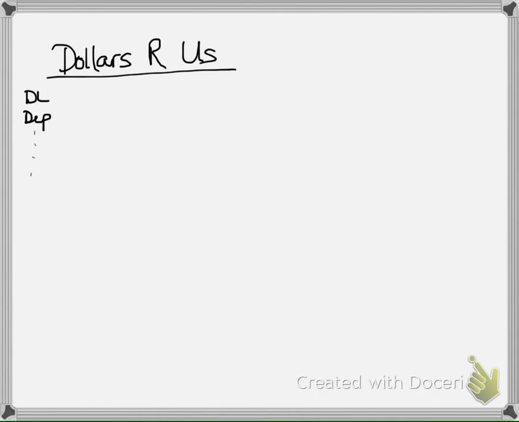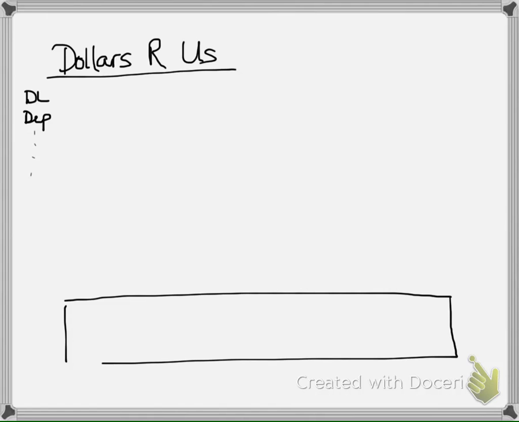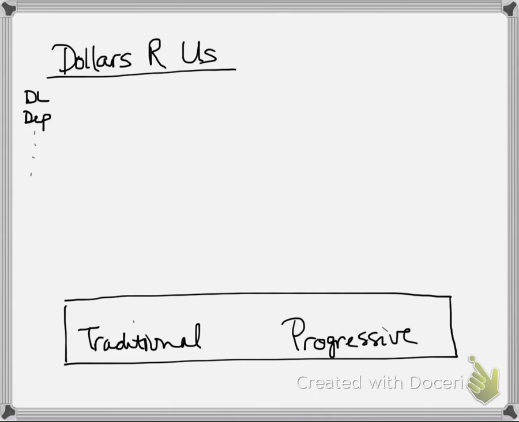When I'm looking at dollars RS, my ultimate goal is to actually figure out the cost of both traditional customers and what we're referring to as progressive customers. And the first thing I want to do is separate my costs into direct and indirect costs.